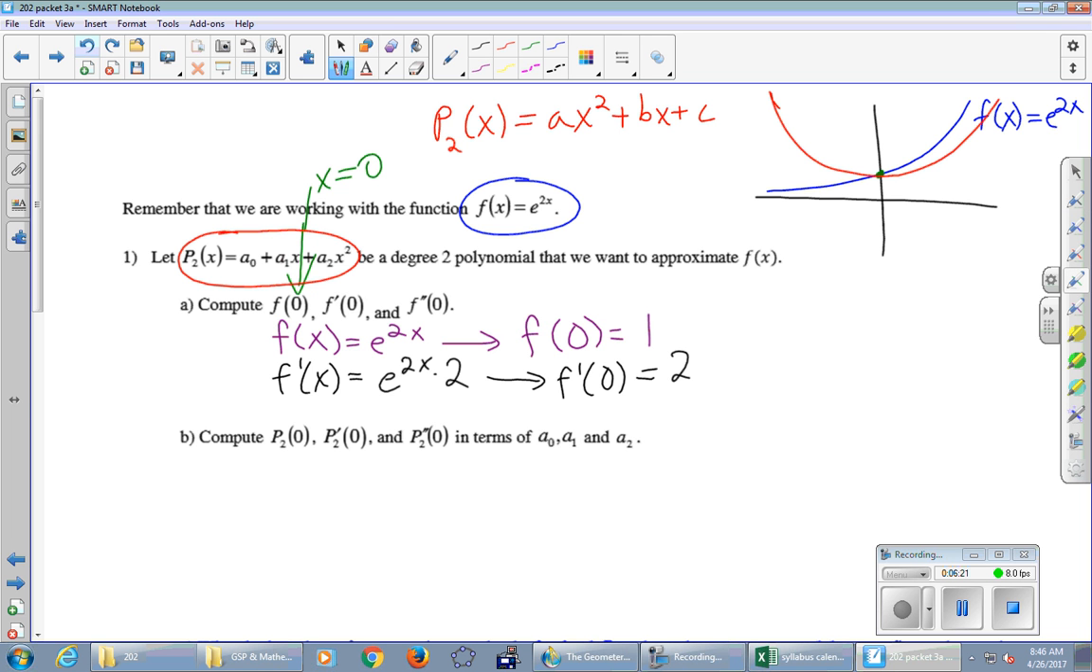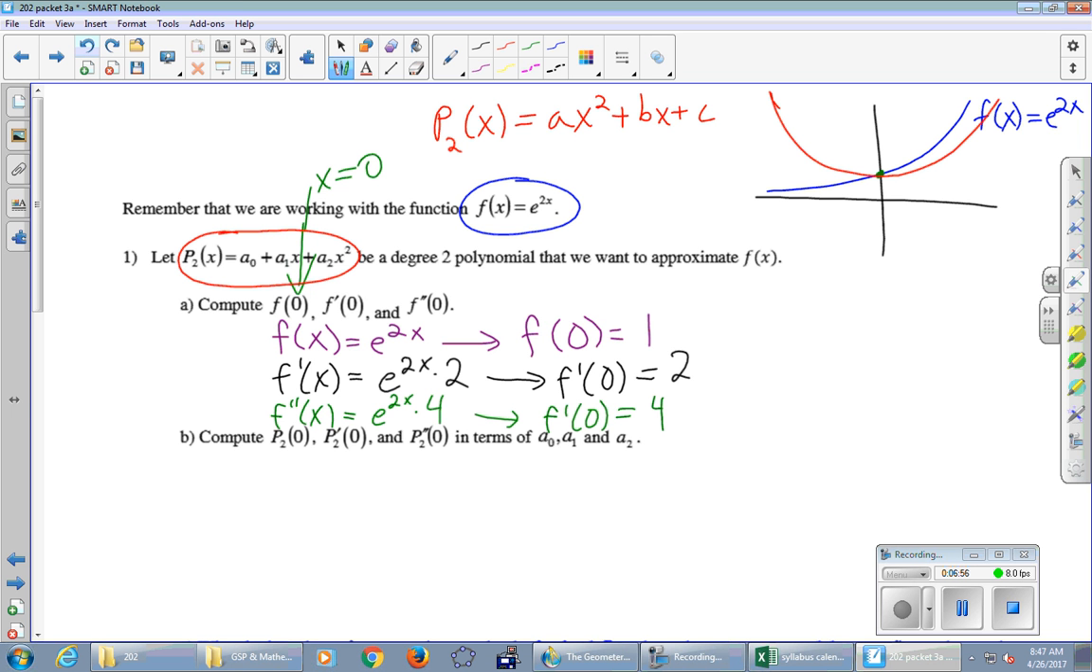Okay, and then one more. f double prime of x equals. So we're taking another derivative here. What do we get? Isn't it 4, right? e to the 2x times another 2, times another 2. And f double prime of 0 is therefore 4, right? 1 times 4. Okay.